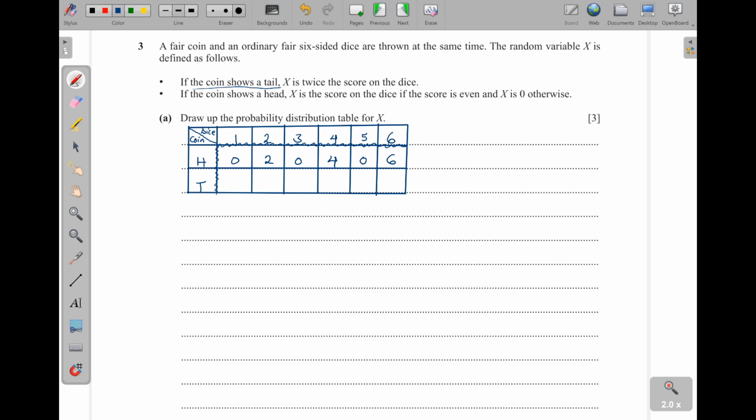Then if the coin shows a tail, X is twice the score on the die. So if this is 1, then times 2, you get 2. Then 2 times 2, you get 4. 3 times 2, you get 6. 4 times 2, you get 8. 5 times 2, you get 10. And then 6 times 2, you get 12. So that is what we are having there.